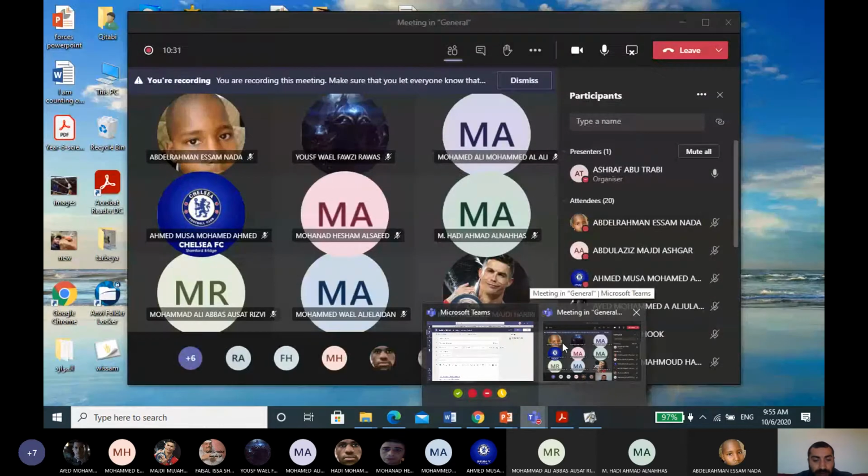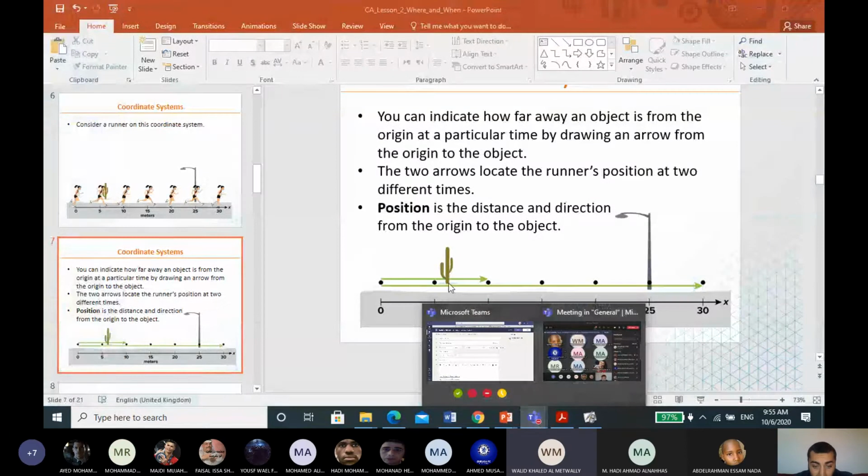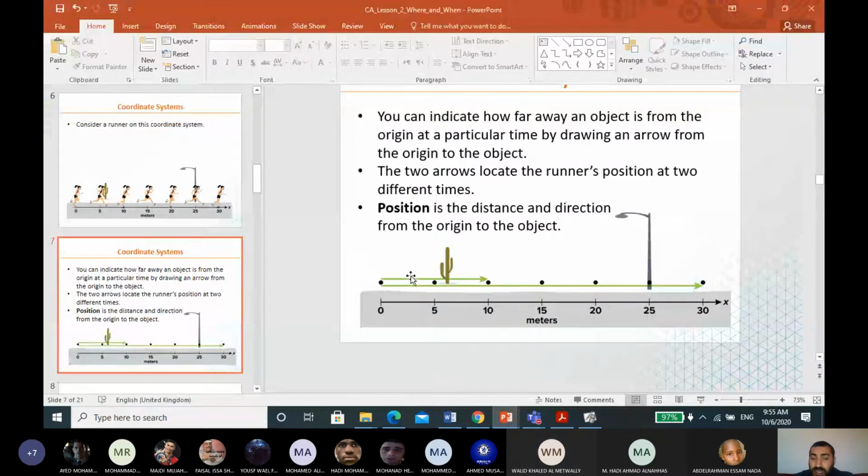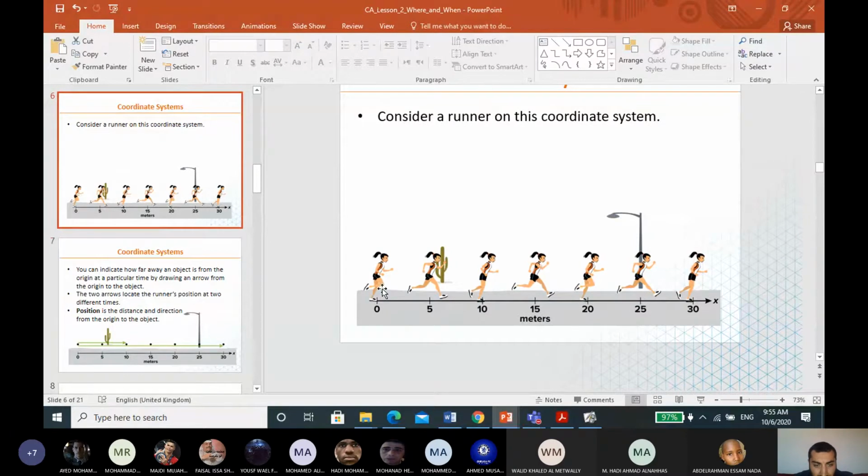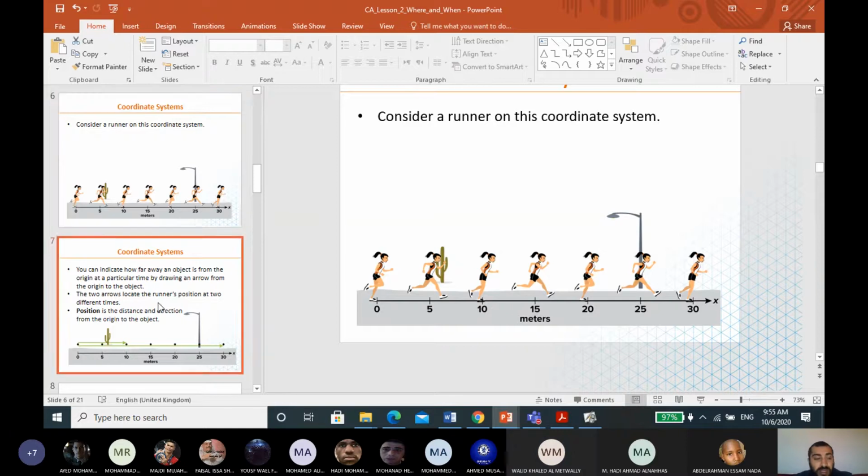Mister, in this line, is there a displacement or no? You must answer this question. The runner was here, and it will be next time here. So there is a displacement. There is a difference between the point 0 and the point here at point 10. So there is a displacement or not? Yes. Excellent. So you answered your question. That's what I want, guys.